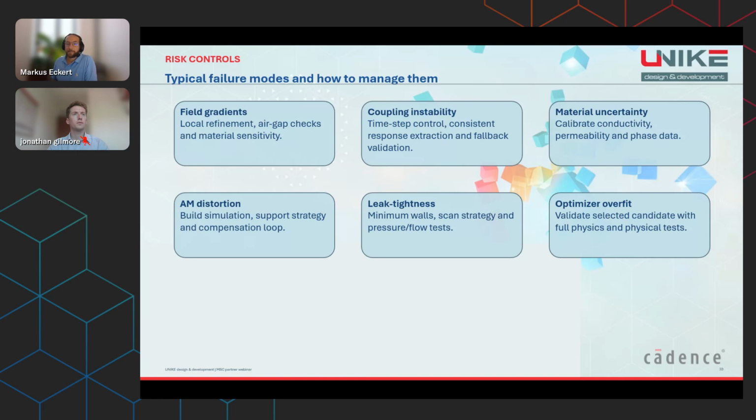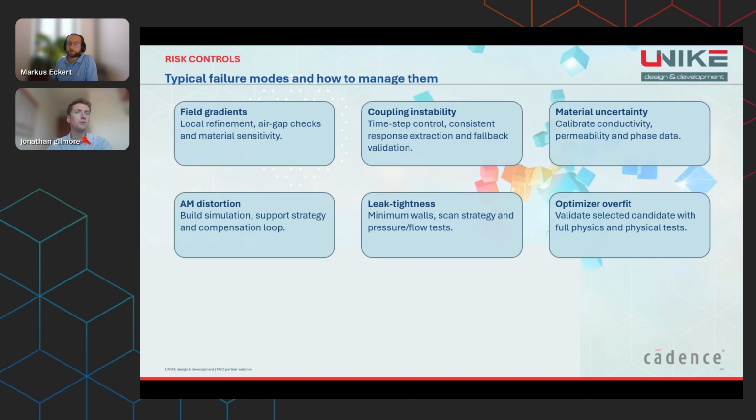This slide is perhaps the most useful checklist. Field gradients require local mesh refinement, control of the air gap, and material sensitivities. Coupling instabilities have to be managed with time step control, consistent response extraction, and fallback validation. Material uncertainty concerns conductivity, permeability, and phase data.